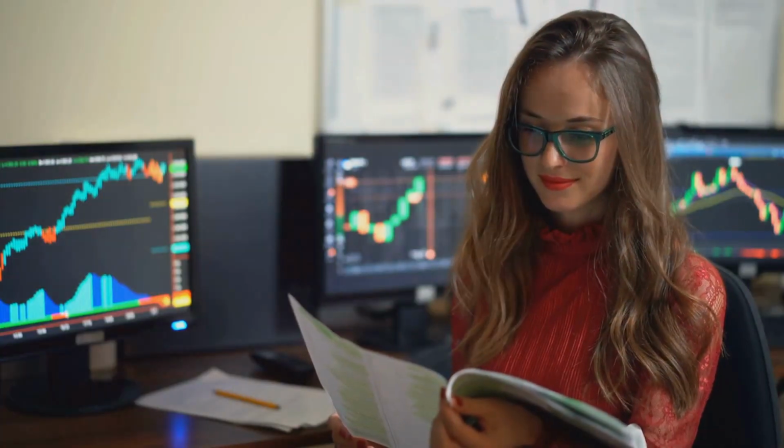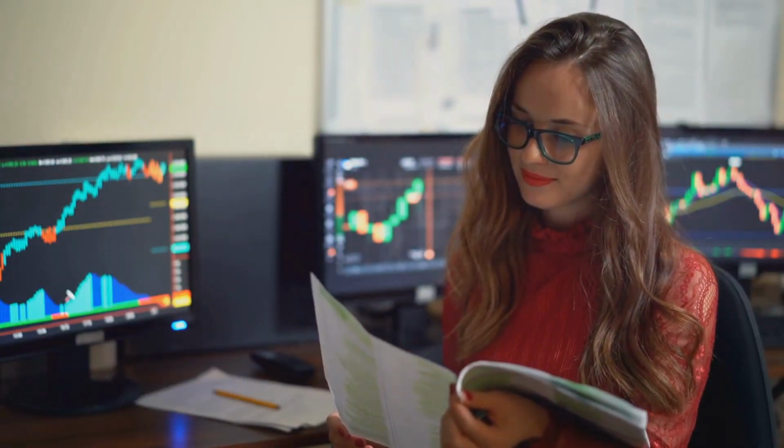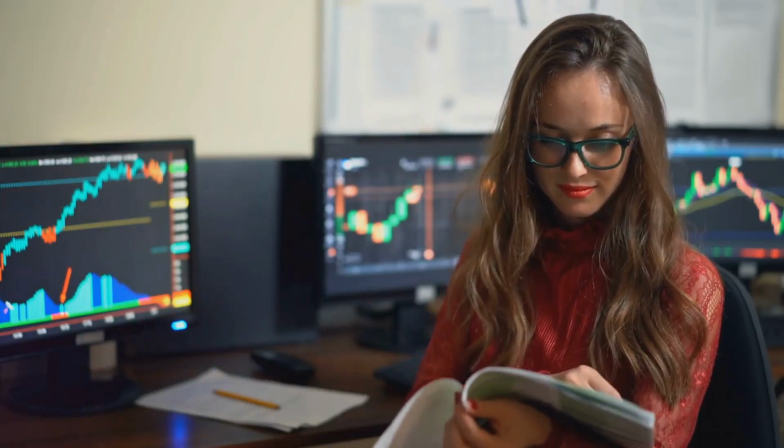Before making any investment decisions, it's crucial to do your own research. Consider your risk tolerance and consult with a qualified financial advisor. What works for one person may not work for another, and it's essential to find a strategy that aligns with your individual circumstances and goals.